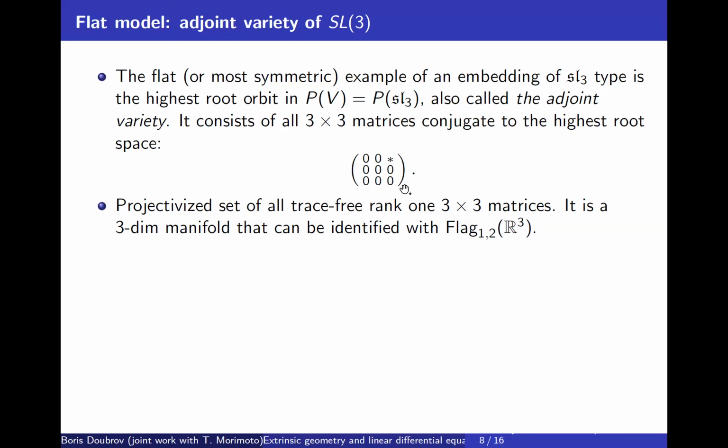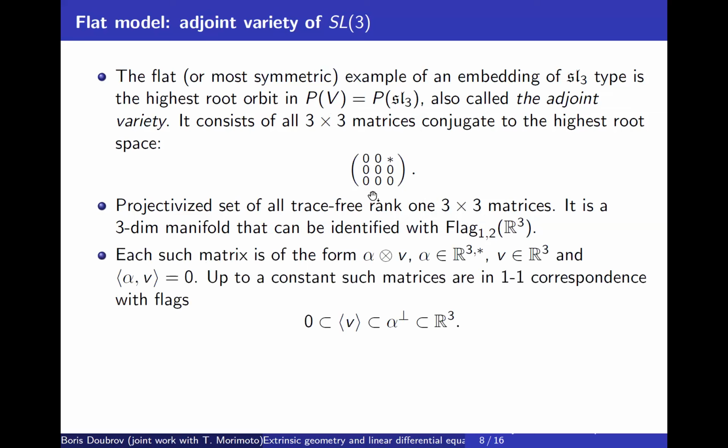We can actually identify this space with the full flag variety of subspaces in R3. How do we do that? Each rank one 3x3 matrix can be written as a tensor product of a covector alpha and a vector v, and the condition that it's trace-free says that the pairing of alpha and v should be 0. Up to a constant, such tensor products are in one-to-one correspondence with flags.